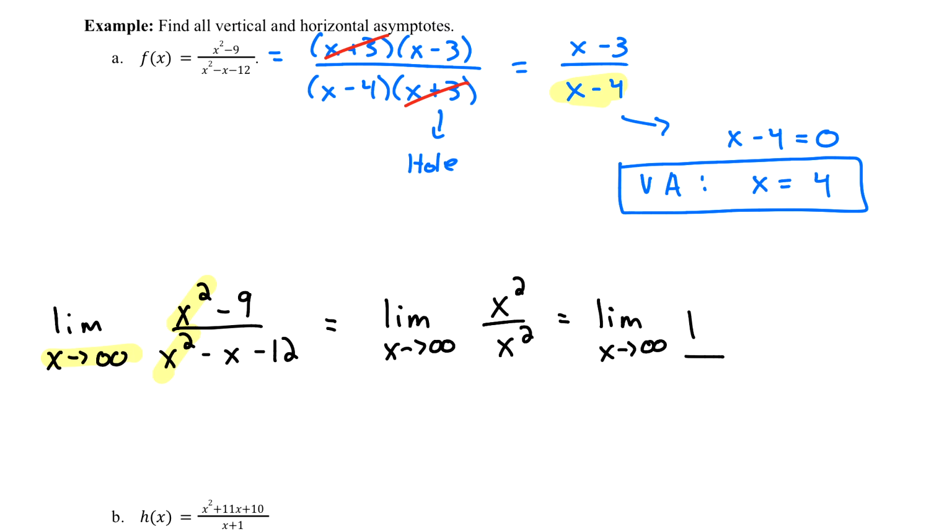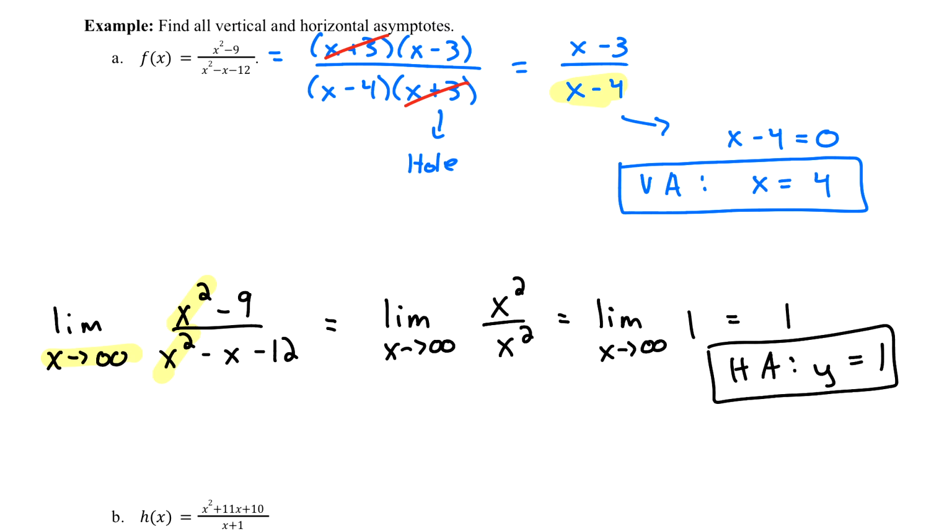And this part, 1, doesn't depend on x. It doesn't matter what x is approaching. It's just going to give me back 1. So that means that y equals 1 is our horizontal asymptote. So we have a horizontal asymptote at y equals 1. If we had ended up with, say, positive or negative infinity, that would tell us that we have no horizontal asymptotes. But if you end up with any finite number, be it 1, 2, 3, could be 0, or a negative number, your horizontal asymptote is y equals whatever that finite number is.